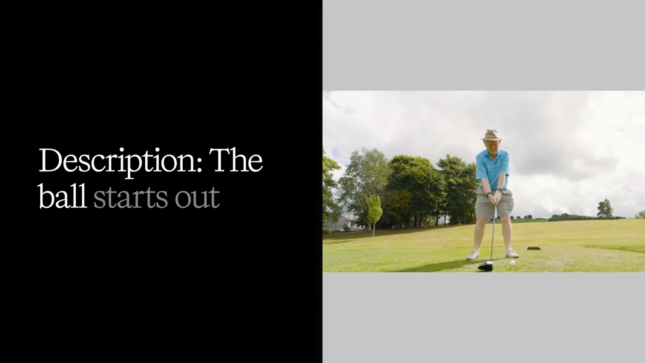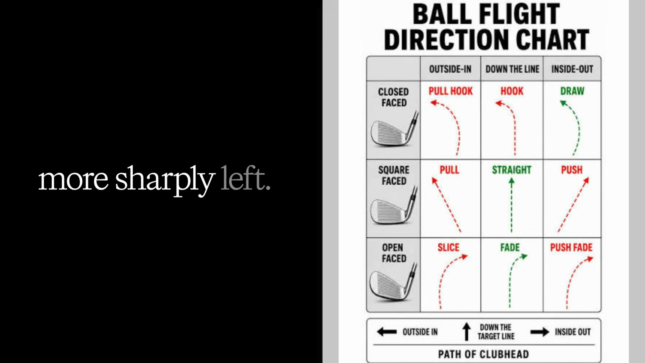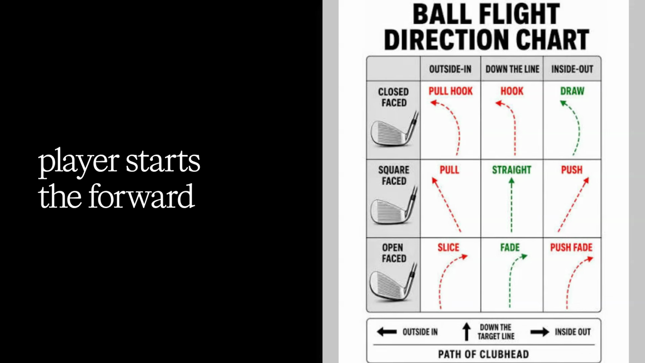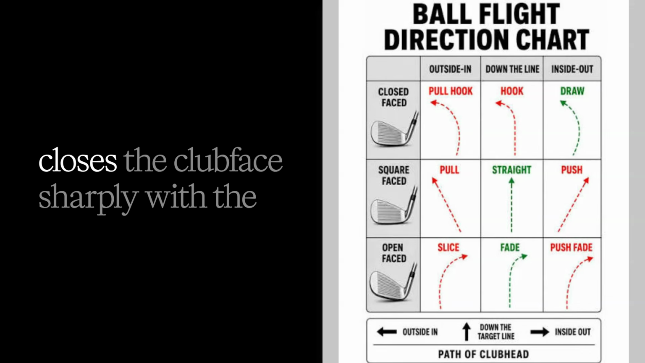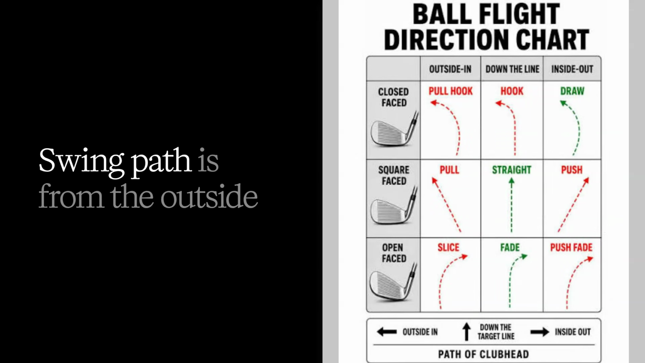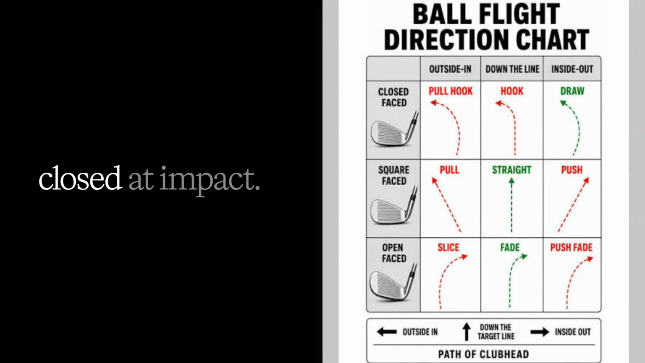Description. The ball starts out left of target and proceeds to curve more sharply left. Swing fault causes. The player starts the forward swing with the shoulders and closes the club face sharply with the hands at impact. Swing path is from the outside to inside with the club face closed at impact.